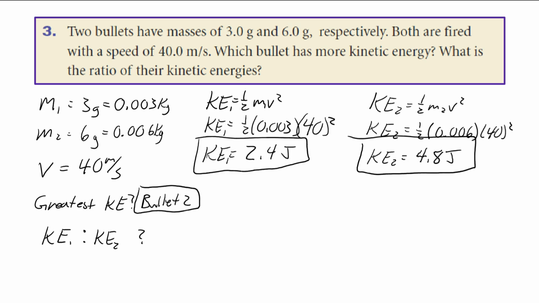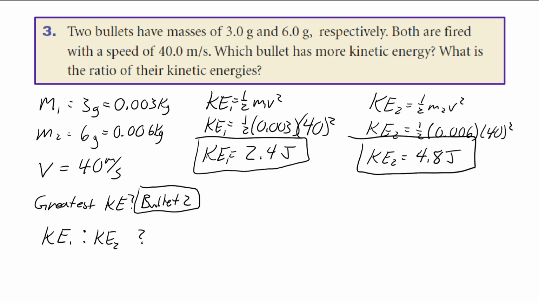All right. Not only did we calculate it, that's 4.8 joules as opposed to 2.4, but you should be able to tell right away. Bullet 2 is more massive than bullet 1, so it's going to have more kinetic energy. Well, how do you know that? Because of the equation. And that'll help you with the ratio.